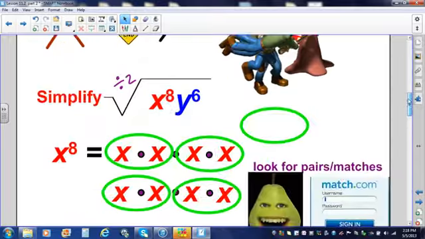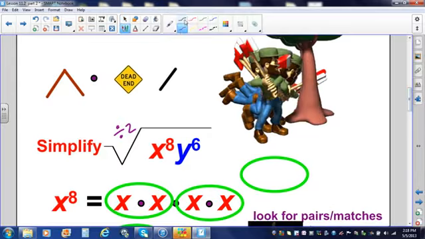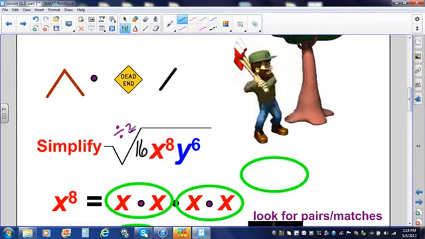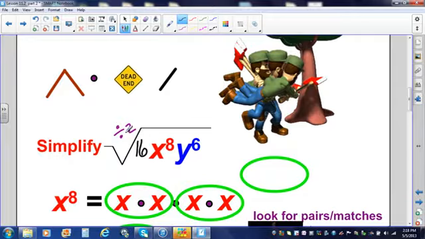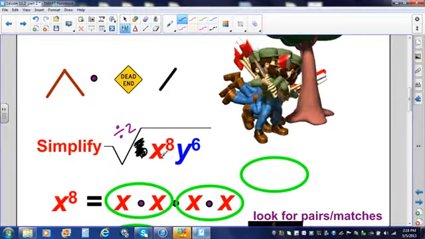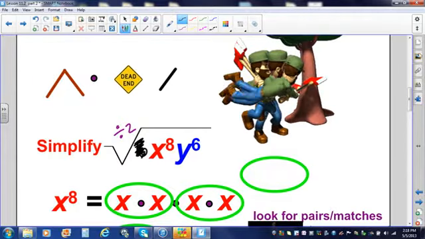Remember, the shortcut does not work if you try asking yourself, what is 16 divided by 2? 16 divided by 2 is 8. But the shortcut does not work with numbers. That's right, very good. It only works with the letters.